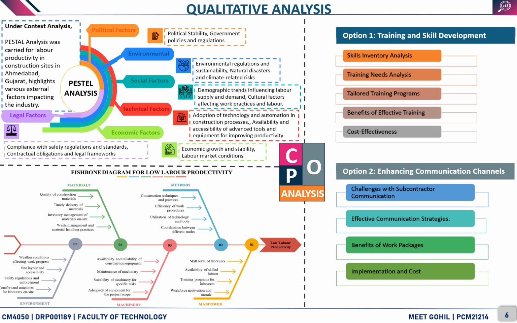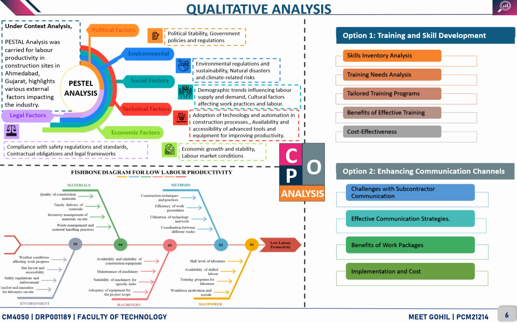Now moving ahead to the second option, that is enhancing communication channel, can be achieved by four major parts or four major subcategories, that is challenge and change with subcontractor communication, identifying common issues faced due to busy subcontractor schedules and disperse the team, highlighting the importance of clear communication of project success to the subcontractors.